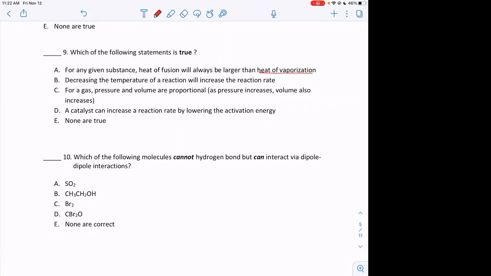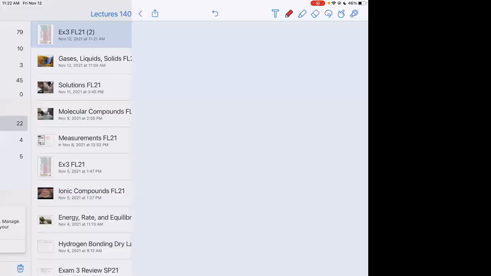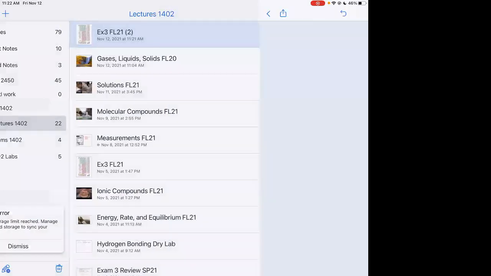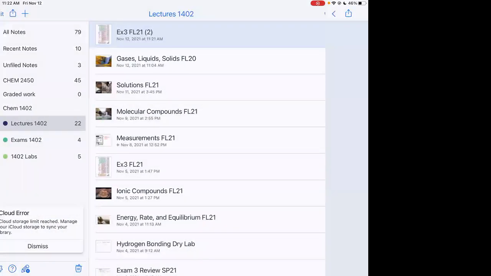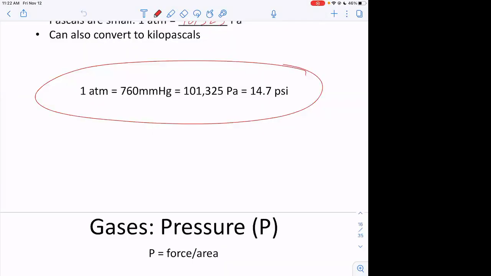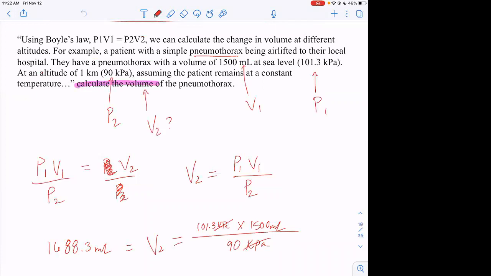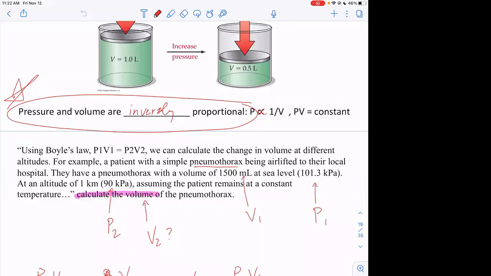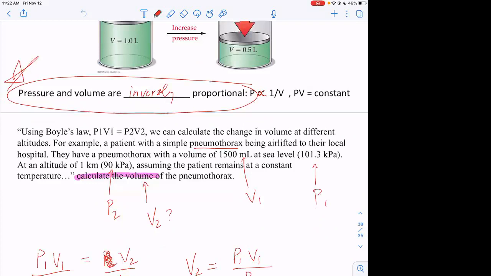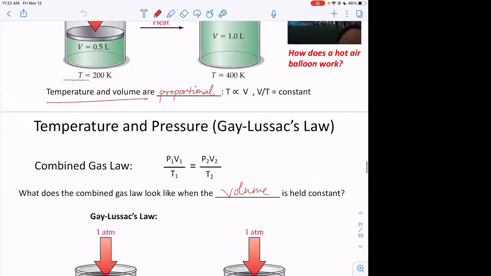In the gas laws, like in the slides, I made sure to have you guys specifically write those things down. So when we were doing Charles's, Boyle's, and Gay-Lussac's laws, remember these statements at the bottom of every slide? We would write these out. Inversely proportional, pressure and volume. Now temperature and volume are proportional.